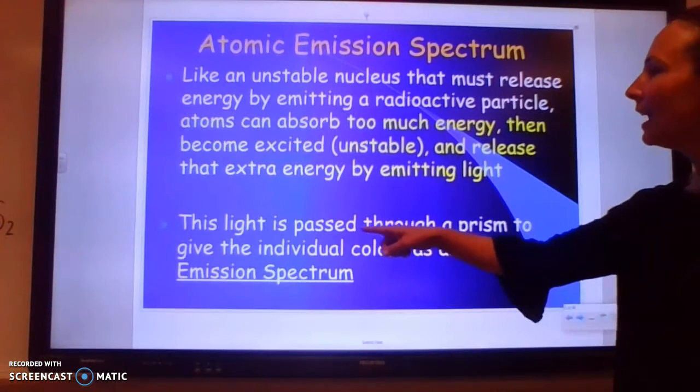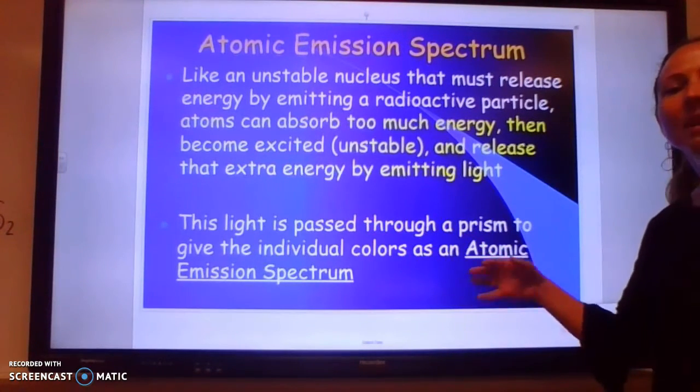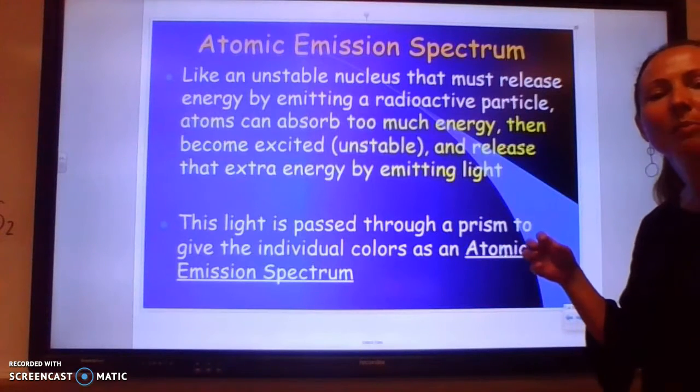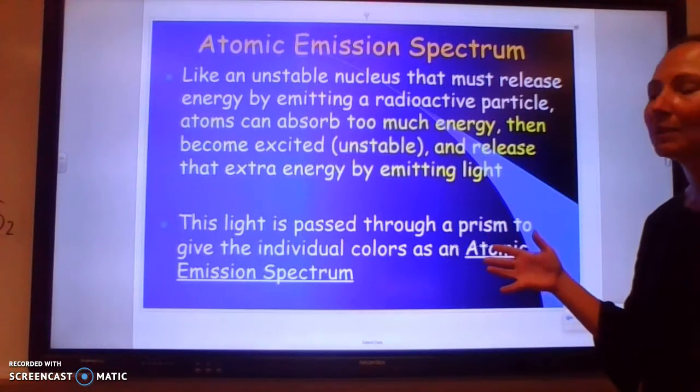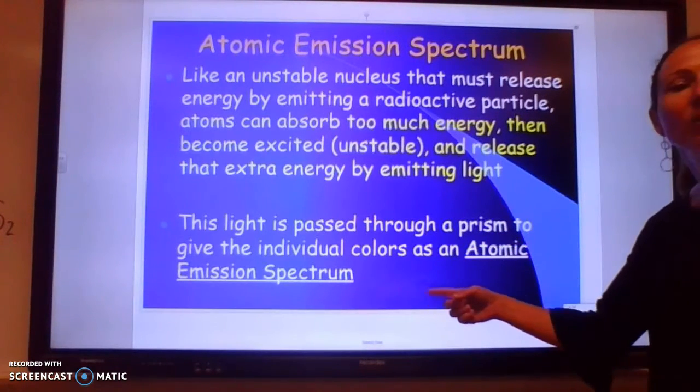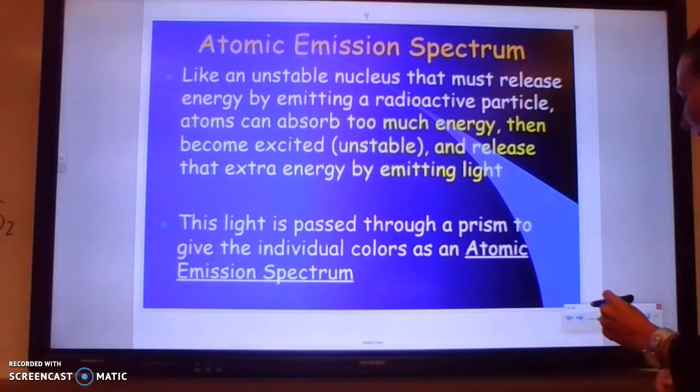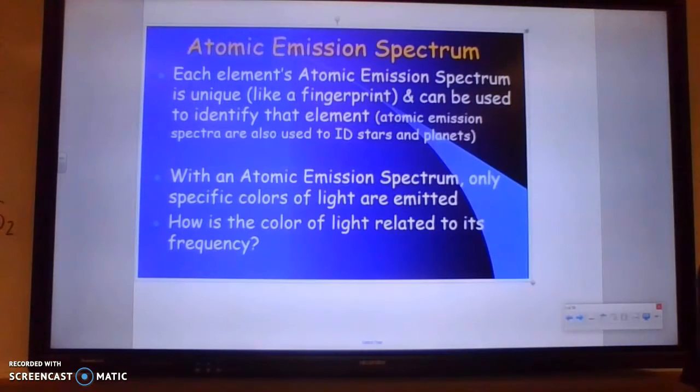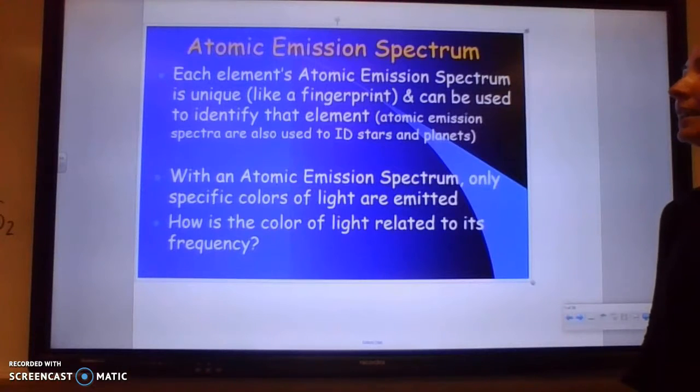Okay? If we take that light and we pass it through a prism, then it breaks it up into the individual bands, and I've got a slide I'm going to show you in just a minute about that. That is called the atomic emission spectrum. So an atomic emission spectrum, just like we talked about in the last lesson, it's unique. It's like a fingerprint for every element. So each one has its own specific bands of light that are emitted. So emitted is just something that's given off.